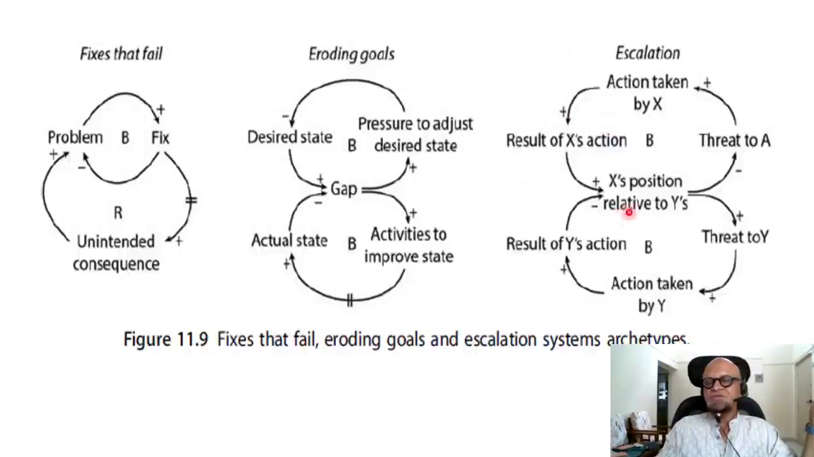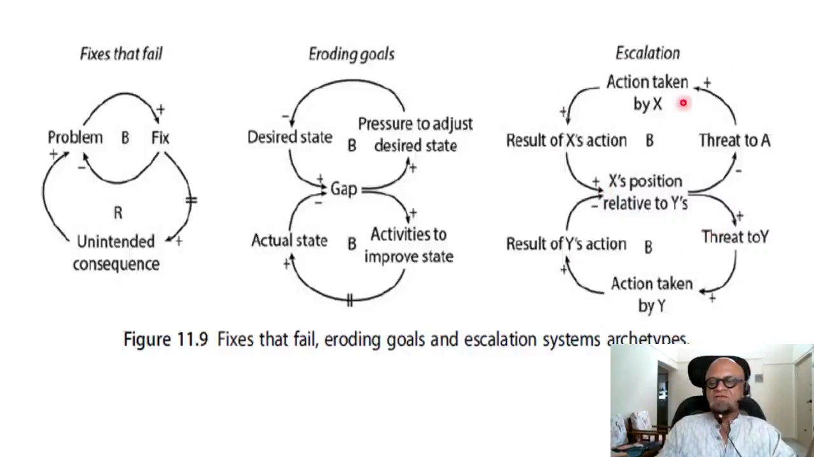So here you have X's position relative to Y's. You are facing a threat, which is a negative signal, which then leads to action taken by X. The result of X's action is positive feedback, and that affects X's position in a positive way, but it has a negative impact relative to Y's position, which then increases the threat to Y. Action will be taken by Y, which again alleviates Y's condition or position, but that has another, unintended consequence on X's position.